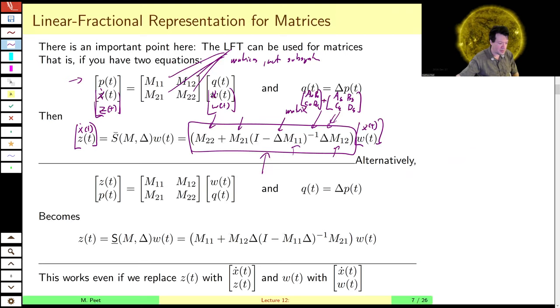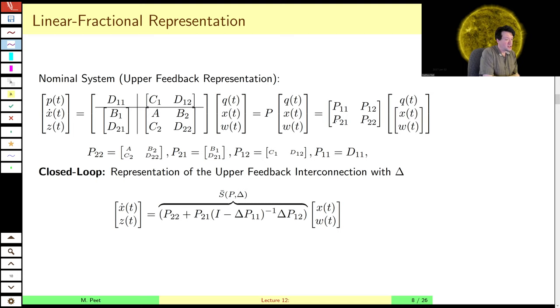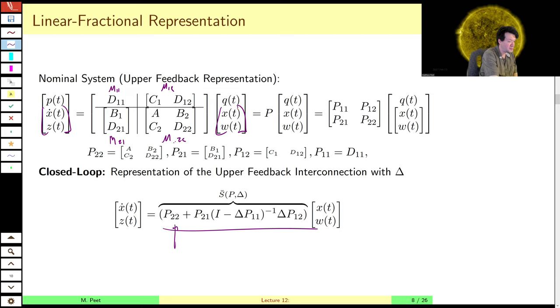Okay. So how do we do that? Well, let's break it down. We've got our nominal system, there's the x and w there. And if we choose this to be M22, M11, M12, M21, then if we close the lower feedback interconnection there, we get this matrix here, where these P's are just the blocks that we got there. Or actually, I'm calling them P's here, not M's.